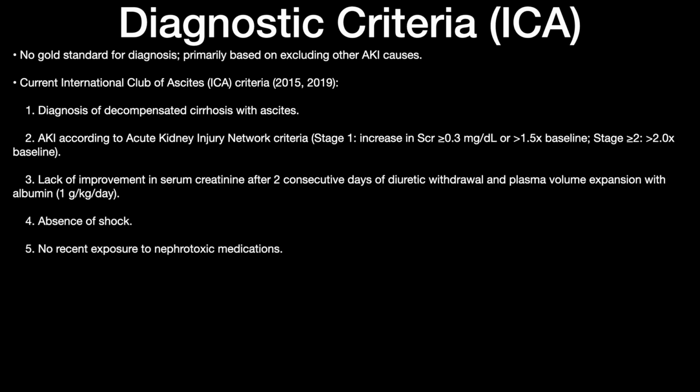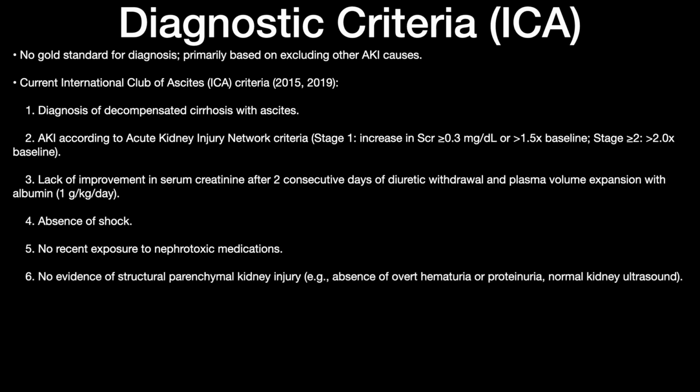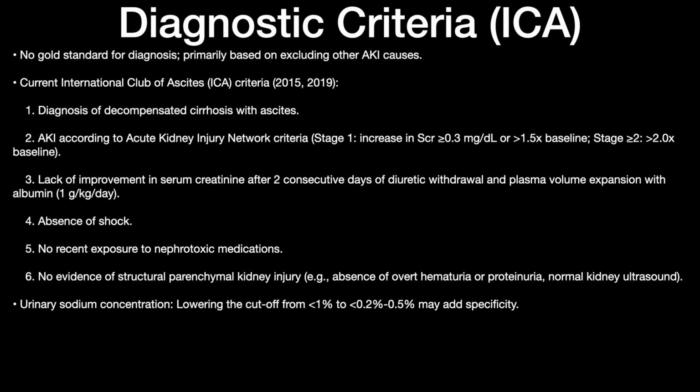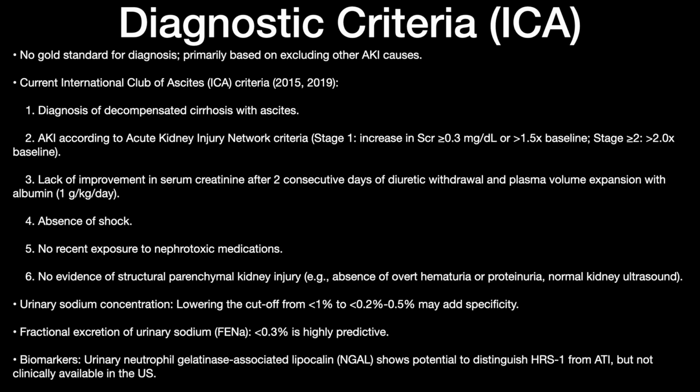And there must be absence of shock, and there must be no recent exposure to nephrotoxic medications. There must be no evidence of structural parenchymal disease. That means there must be absence of casts, overt hematuria or proteinuria, and abnormal kidney ultrasound. Urinary sodium concentration: lowering the cutoff from 10 to 2 and 5 can add specificity. Fractional excretion less than 0.3% is highly predictive. Biomarkers like urinary NGAL have shown potential in distinguishing HRS-AKI from acute tubular injury, but it is not yet clinically available anywhere.